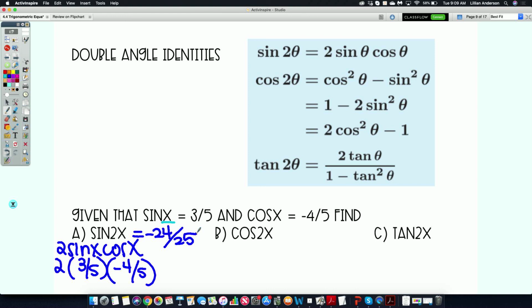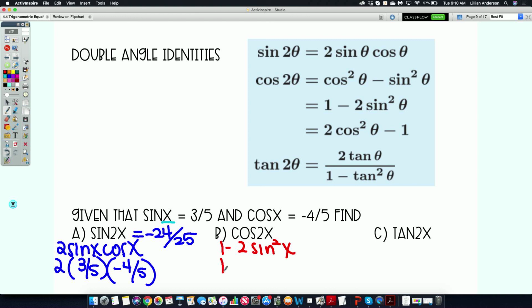For B, we're asked to find the cosine of 2x. We have three different identities that we can use for the double angle for cosine. And we actually have the value of sine x and cosine x in this problem, so we really could use any one of the three. It really doesn't matter which one you want to use. If I use the second one, which is 1 minus 2 sine squared x, because again, theta is getting replaced with an x. Remember, sine squared x is the same thing as saying sine x, the quantity, squared.